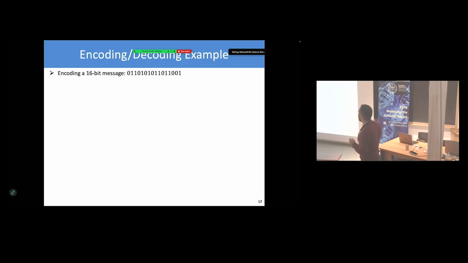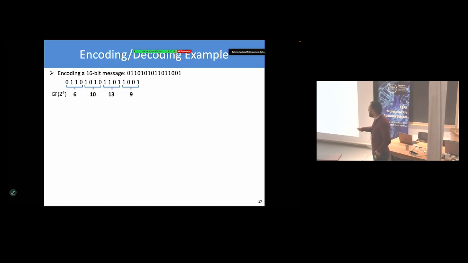So let's say we start with a 16-bit message that we want to encode. We're going to first divide this message into blocks of size 4. Why 4? Some of you may ask why 4. At this point it's arbitrary. Later I will explain why we chose 4.